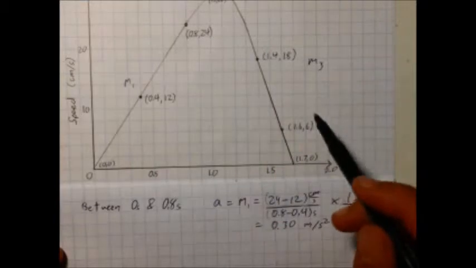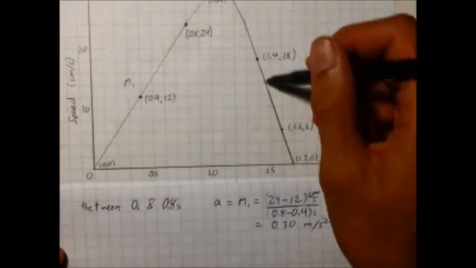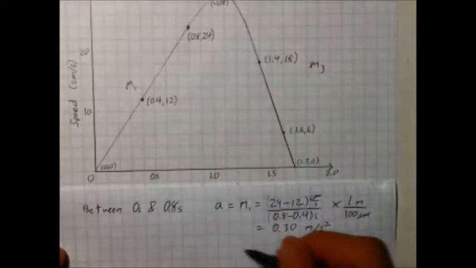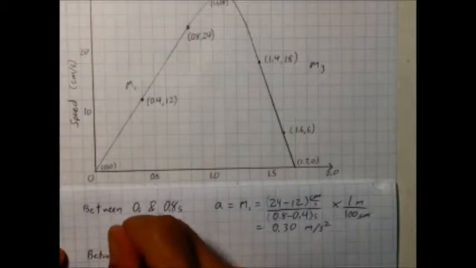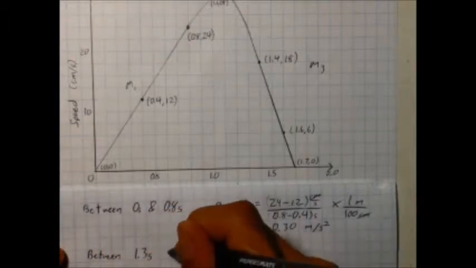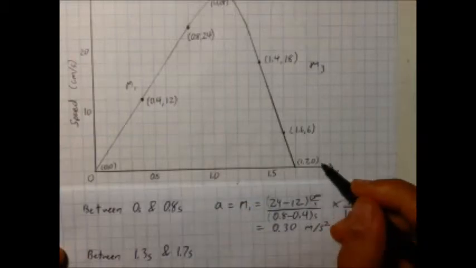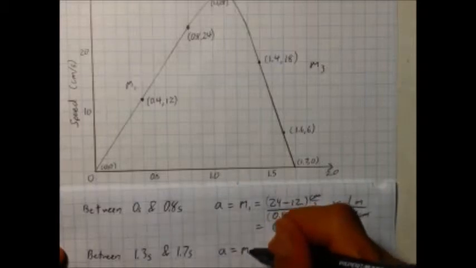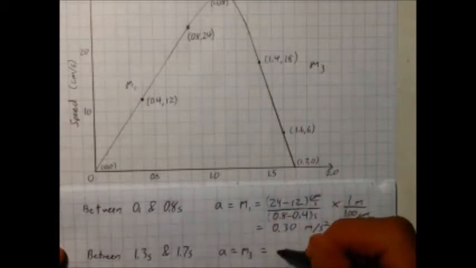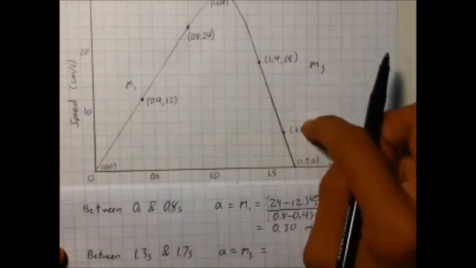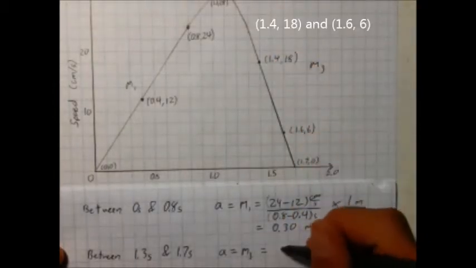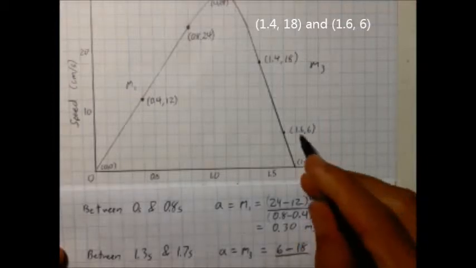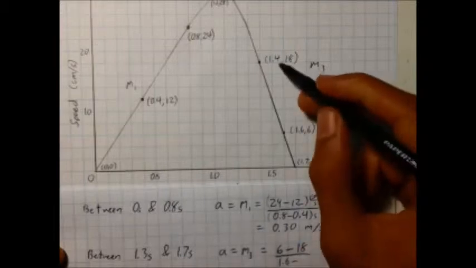So we can do the same for another time interval. Let's go with this one, the negative slope, so M3. This is approximately between 1.3 seconds and 1.7 seconds. So the acceleration during this time is equal to M3. And we're going to use the same thing as before, y2, and this time using these 2 points. So y2, which is 6, minus y1 over x2 minus x1.